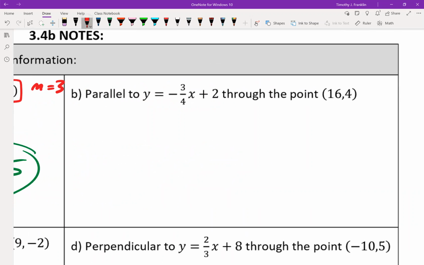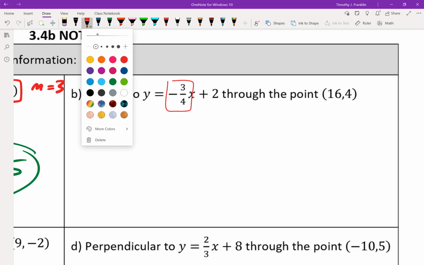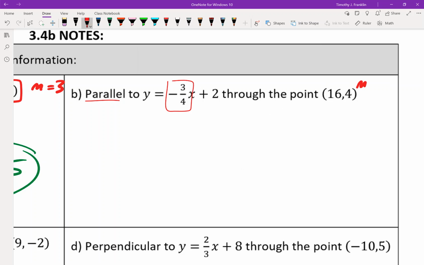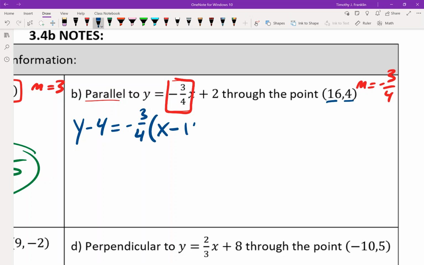All right, next question. Parallel to y equals negative 3/4 x plus 2 through the point 16, 4. Again, we know that it is parallel, and this is the slope. So we can be confident that the slope here is negative 3/4. It's the same because it is parallel. So let's fill out our point slope form. Y minus the y value from the point is 4 equals negative 3/4 times x minus the x value is 16, and there is point slope form.